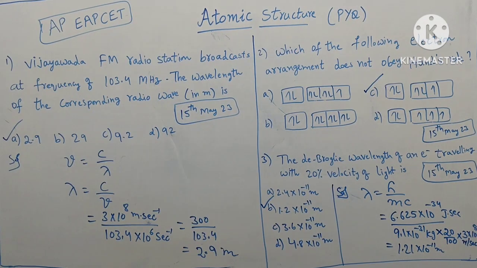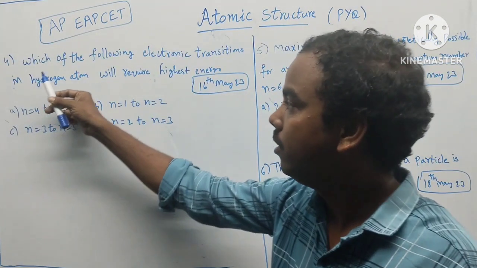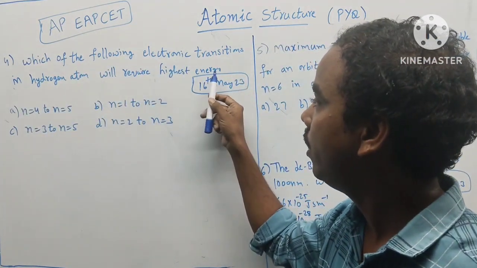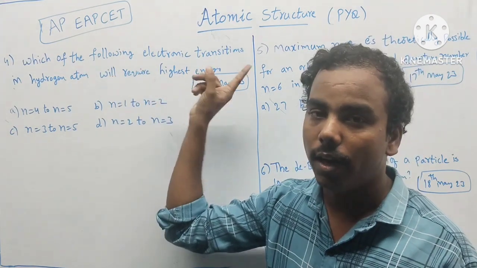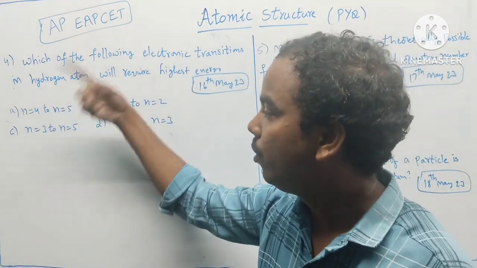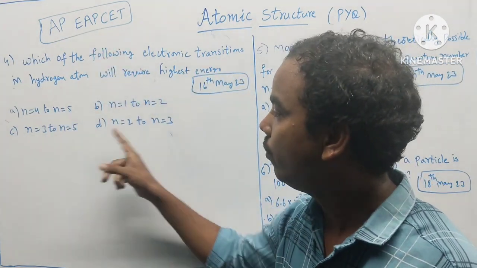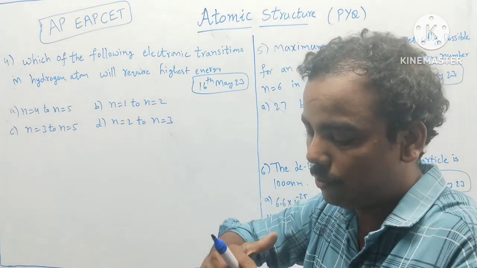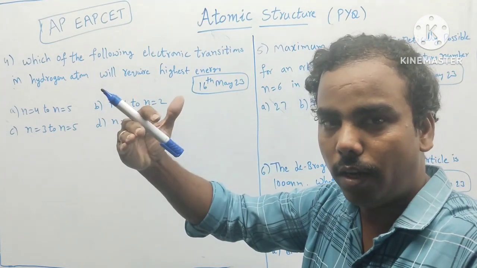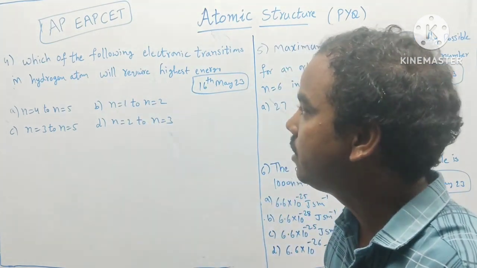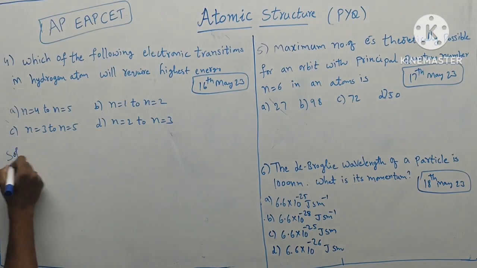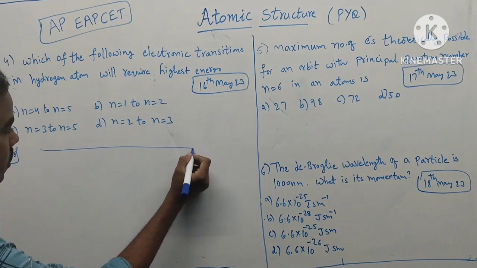So next question. Which of the following electronic transitions in a hydrogen atom will require the highest energy? The options are 4 to 5, 1 to 2, 3 to 5, 2 to 3. So when an electron jumps from one energy level to another, which one requires the highest energy? For example, we know that electronic transitions are like this.